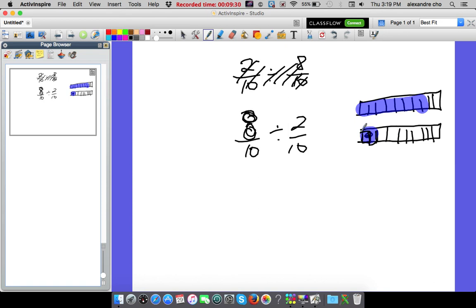So how many times can these 2 pieces right here fit inside? Well, it can fit here once, so that's 1 time. You can fit the 2/10 here again, the 2nd time, a 3rd time, and a 4th time. So 8 over 10 divided by 2 over 10 is simply 4. That's with the model, but if you think about what we did in class, by ignoring the denominators because the sizes are the same, this just becomes 8 divided by 2, which is indeed 4.